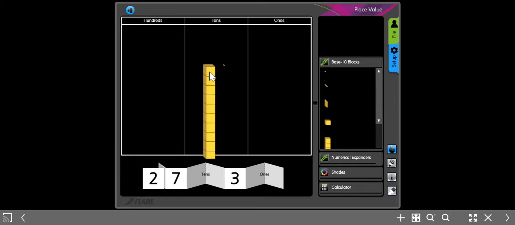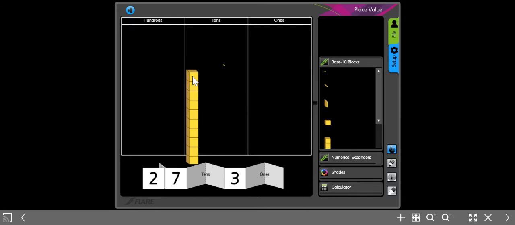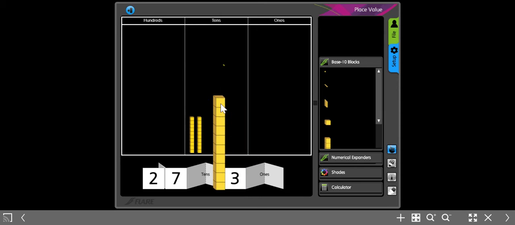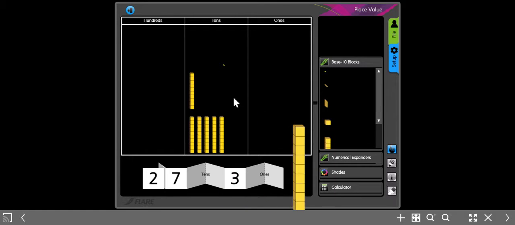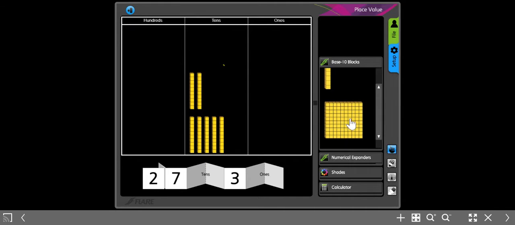So I have 7 tens, 4, 5, 6, 7. And then I have 2 hundreds. Well, we know this is 100. We talked about that yesterday. So there's 100, 2 hundreds. So now I have my 2 hundreds, my 7 tens, and then it says I need 3 ones.